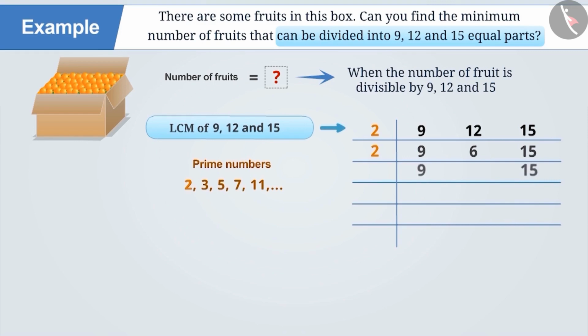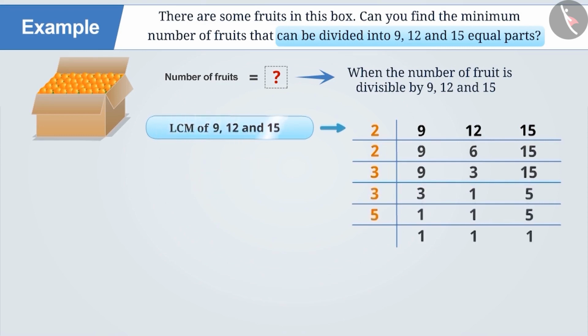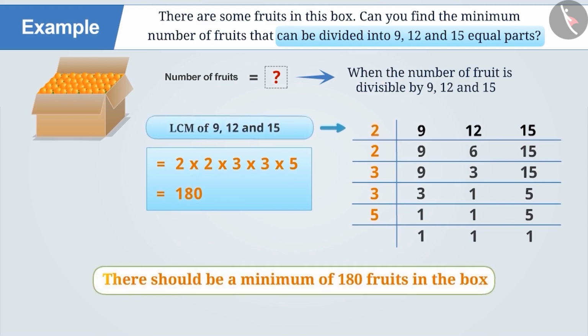We will write 9 and 15 in the next row as it is and divide 6 by 2 and write down the result 3 in the next row. The next smallest prime number to divide them is 3. Because the numbers 9, 3 and 15 are not divisible by 2, we will continue the process till we get 1, 1, 1 in the same row. In order to find the LCM of 9, 12 and 15, multiply these prime numbers to get 180. So, there should be a minimum of 180 fruits in the box.